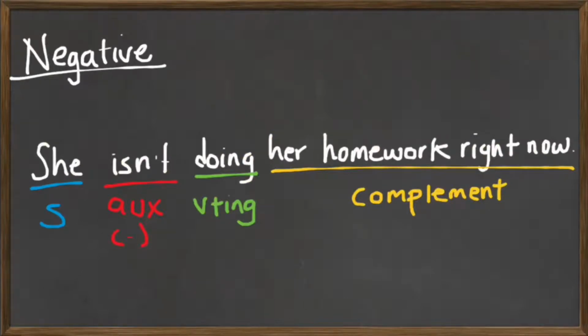Okay, now let's go to the negative. In the negative, we have, again, four elements. We have the subject, the auxiliary to be in negative with a contraction, and we also have the verb plus ing as well as a complement. The result is, she isn't doing her homework right now.